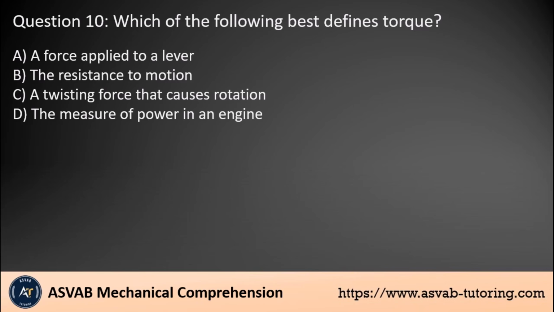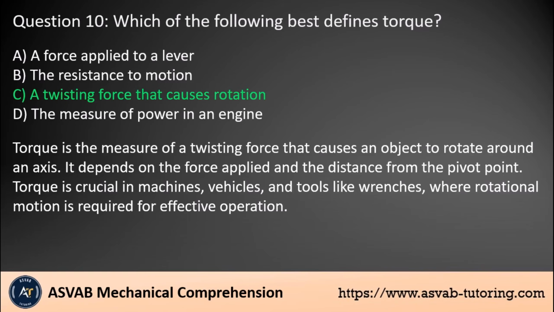Question 10. Which of the following best defines torque? A. A force applied to a lever. B. The resistance to motion. C. A twisting force that causes rotation. D. The measure of power in an engine. The correct answer is option C, a twisting force that causes rotation.